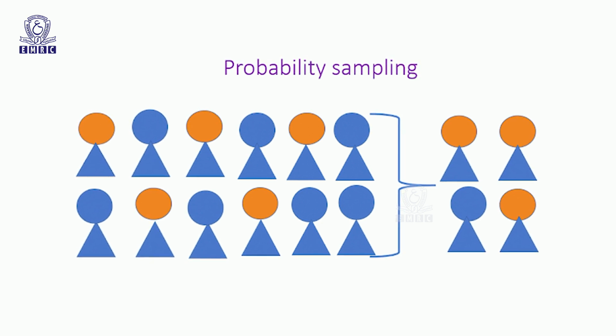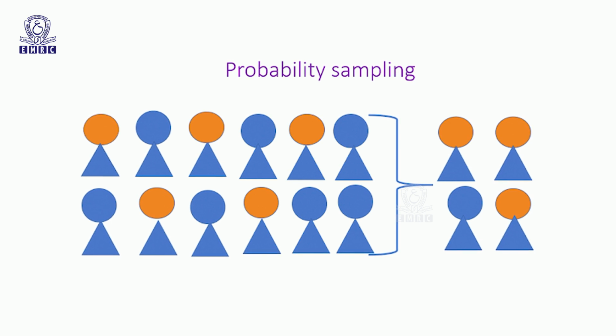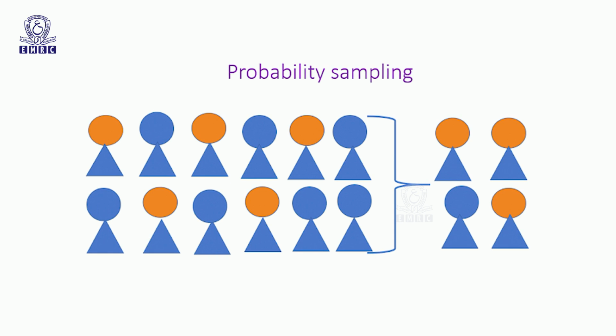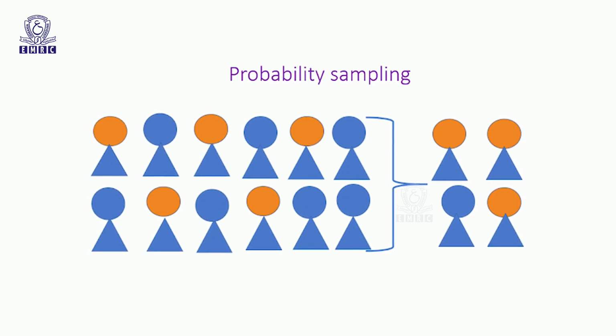This method offers a high degree of representativeness. However, this sampling method is expensive, time-consuming, and also a little bit complicated, as it requires a large sample size and the units selected for the study may be widely scattered. Whereas, in the non-probability sampling design, the units may not have equal chances of being selected, and this method does not claim representativeness.